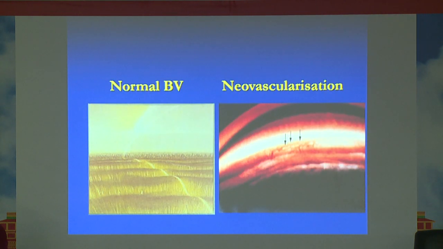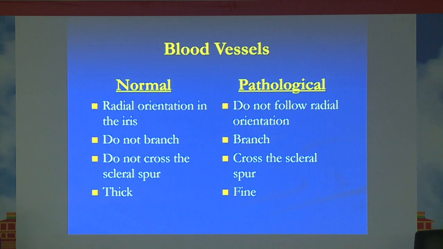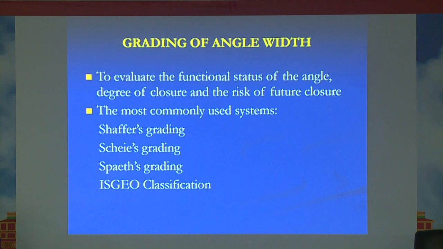So now coming to the normal blood vessels and neovascularization. Normal blood vessels have a radial orientation, whereas neovascularization does not have a radial orientation. They are fine and can branch, but normal blood vessels are thicker. These are the differentiating points between normal and pathological blood vessels.